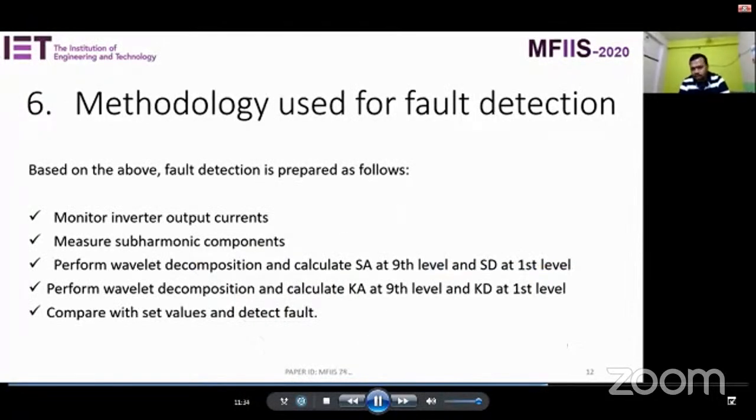The methodology used for fault detection, based on the above, is prepared as follows. First of all, we monitor the inverter output currents, then measure the subharmonic components, perform wavelet decomposition, and calculate SA at 9th level and SD at level 1. Then perform the wavelet decomposition and calculate KA at 9th level and KD at level 1. Finally, compare with set values and detect the fault.